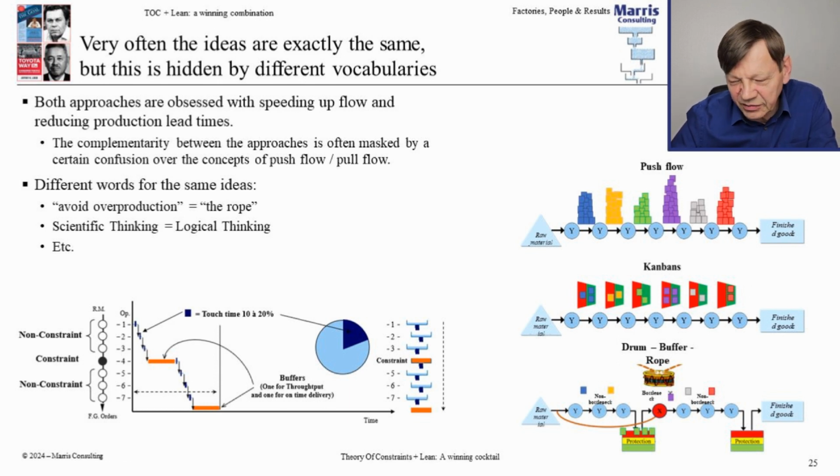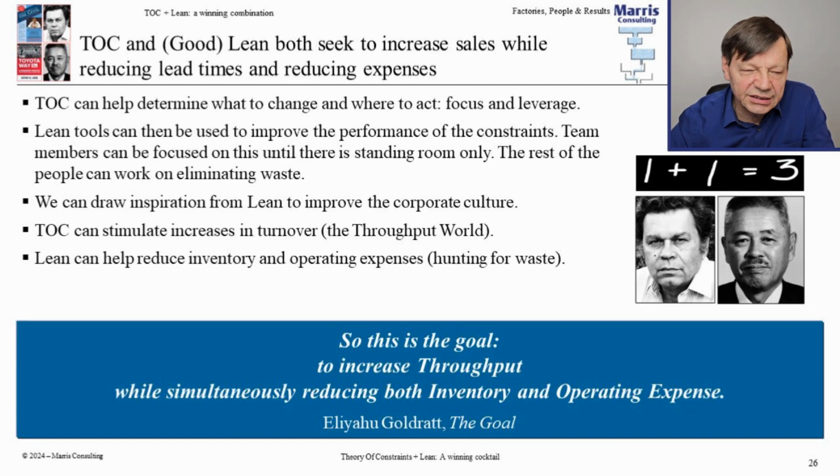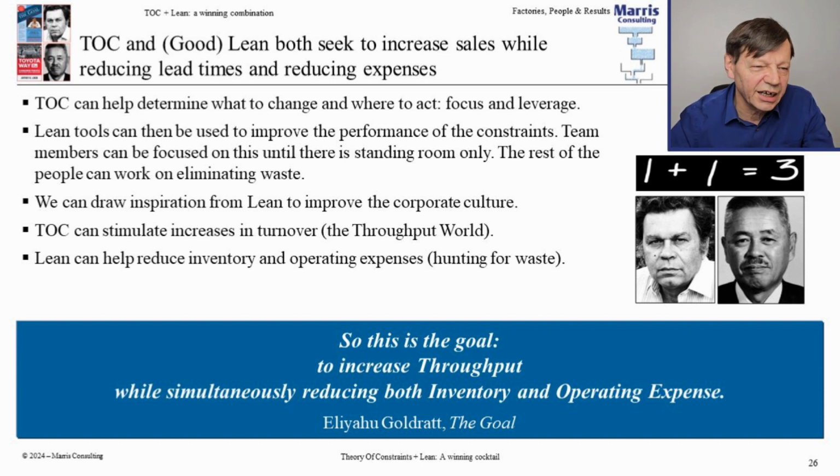But they're trying to improve flow, right, and trying to work out the right thing to be done at the right time at a machine. And the other thing is that in both cases they are trying to increase sales while reducing lead times and reducing expenses. The problem is that everybody doing bad lean has missed out the part about increasing sales, right? So they're just firing people all the time.